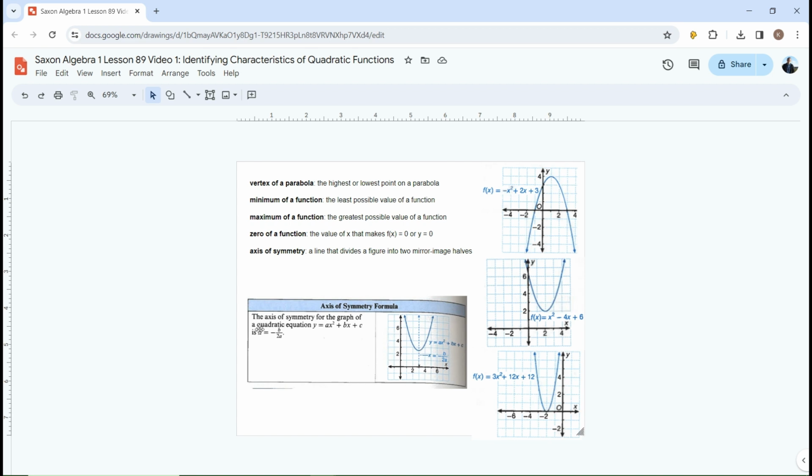All right, now I can talk about all these definitions all day, but it's not going to actually make sense until we do some practice problems. We're going to do our practice problems next.